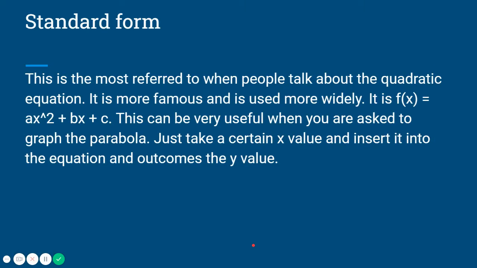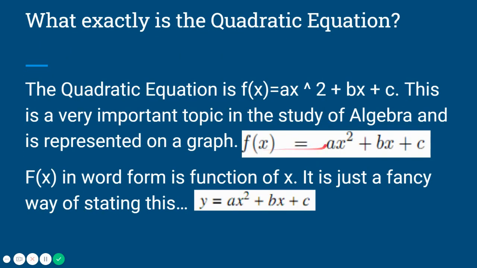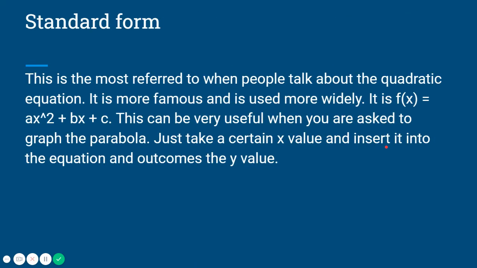Let's go. Standard form. This is the most referred to when people talk about the quadratic equation. It is more famous and is used more widely. It is f of x is equal to ax squared plus bx plus c. I showed you a photo of that earlier, right here.